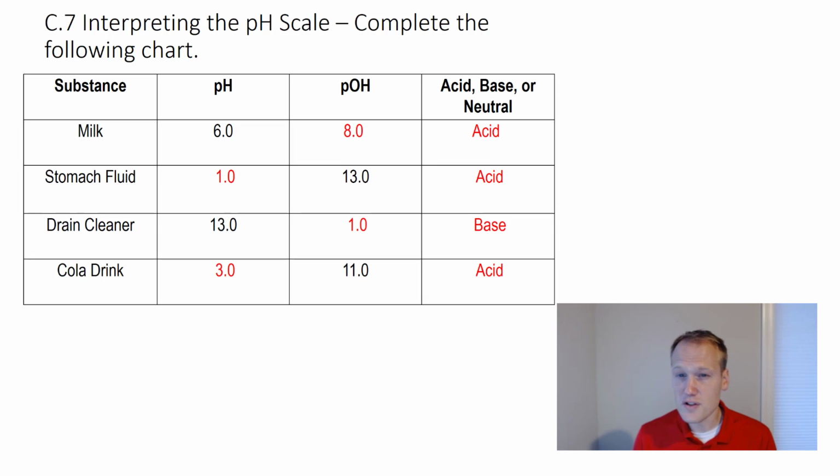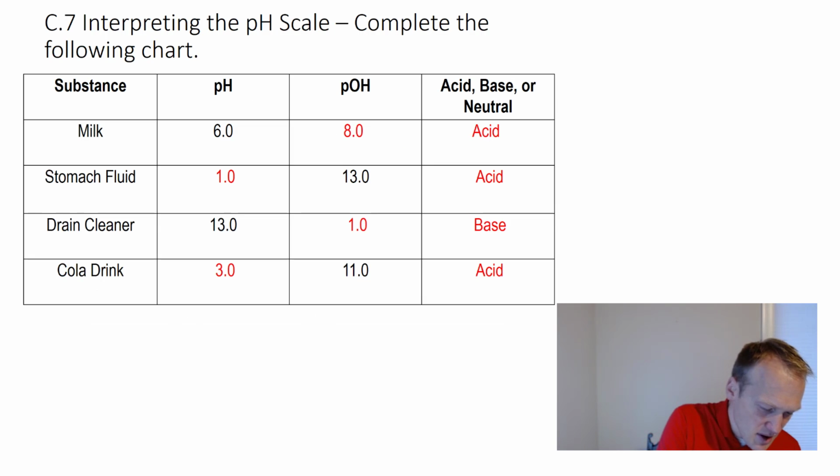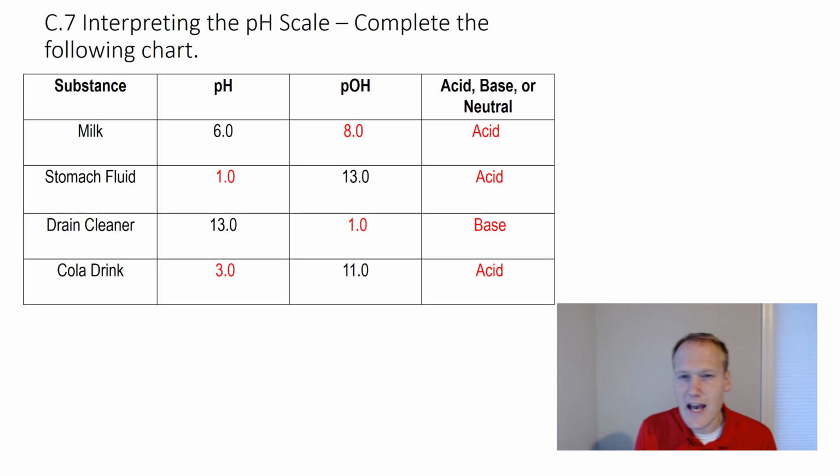This chart just kind of shows you some of those things we were talking about. We see that milk has a pH of 6. That means it has a pOH of 8. And therefore it's acidic because the pH is lower than 7. Stomach fluid, pH of 1, that means the pOH is 13, and it's acidic. Basically, you can work your way the rest of the way down, but you can see that if we add up the pH and pOH, every time that's going to add up to 14. So if you're ever trying to figure out what the pH or pOH is based on the other, make sure that the pH and the pOH add up to 14.